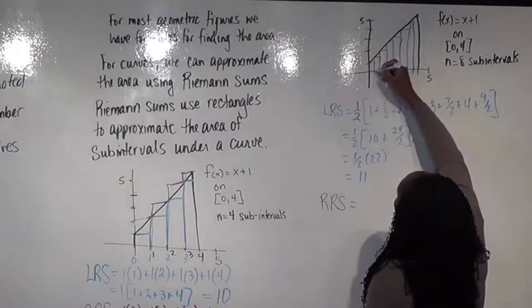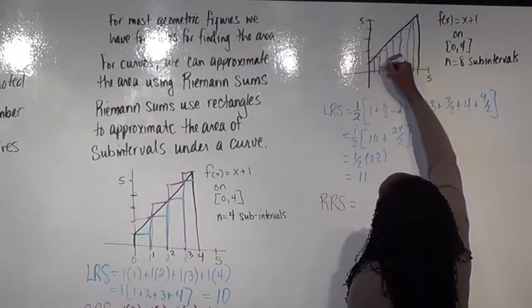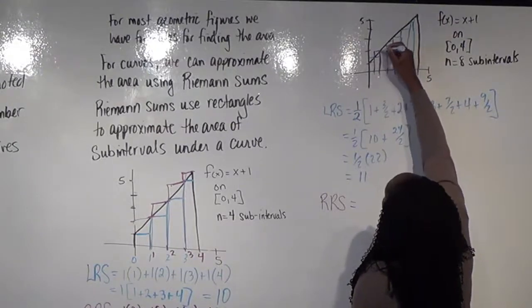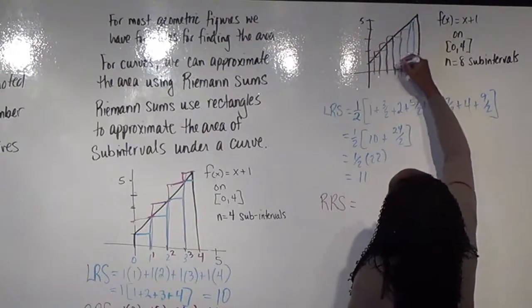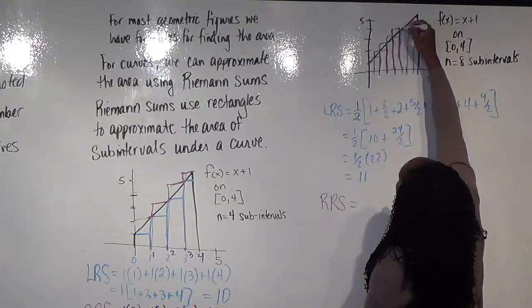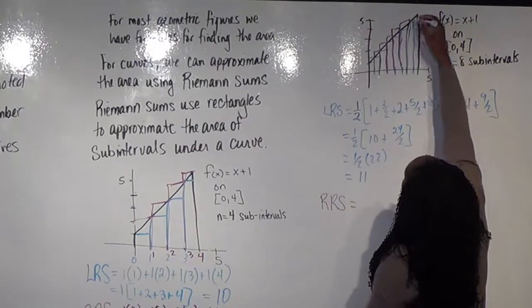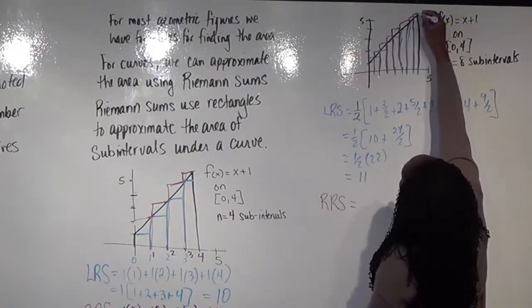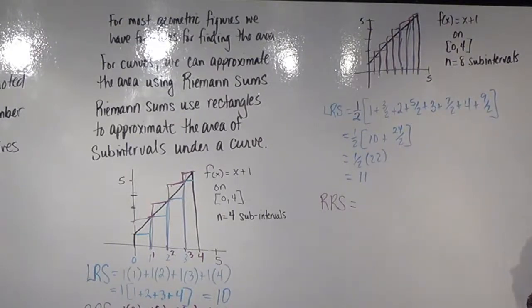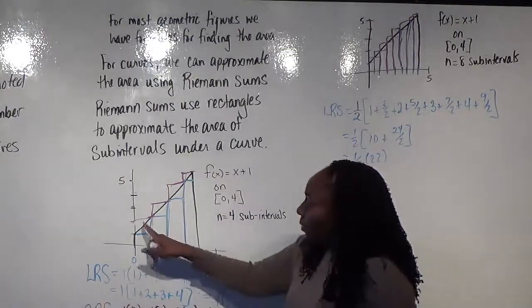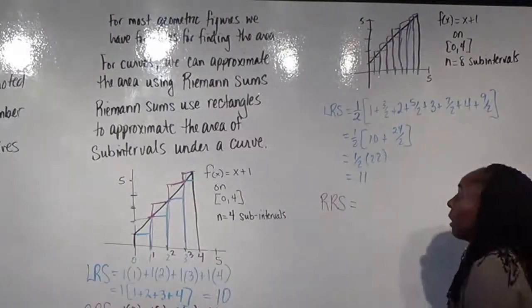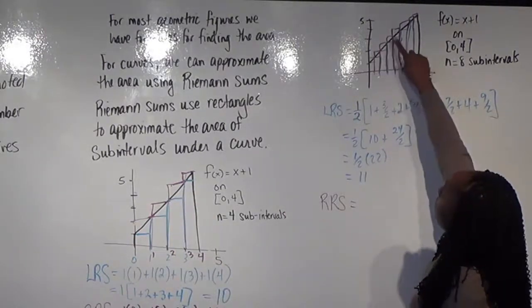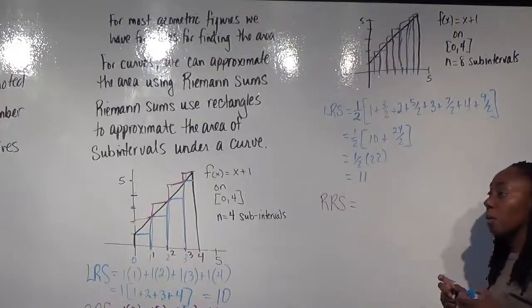So with the right, we can see here when I do my rectangles, I'm going to get slight over approximations. Okay. And again, here where I had really big spaces between my rectangles and my curve, we can see they're a lot smaller. There's more of them, but they're smaller.